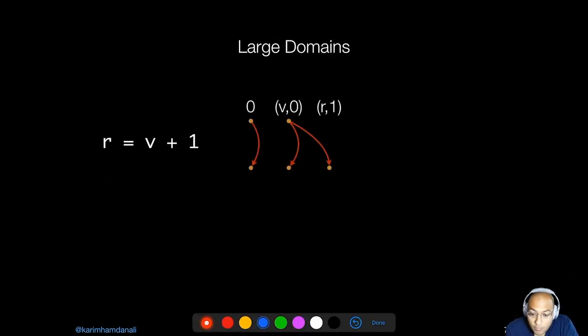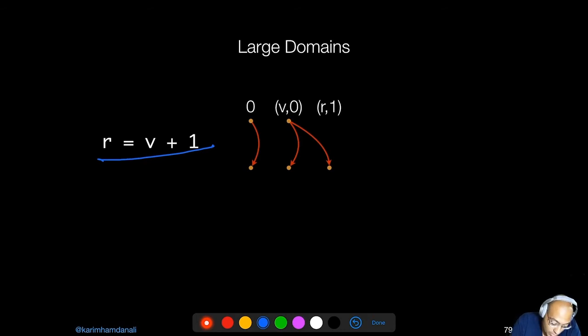So what if we have a large domain anyways? What if I'm trying to do an analysis of some sort that just requires a large domain? I'll give you an example. Here we have r equals v plus 1, and I want to do a linear constant propagation. A simple linear constant propagation example.